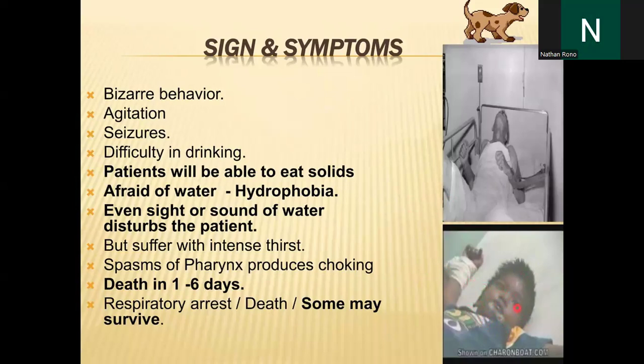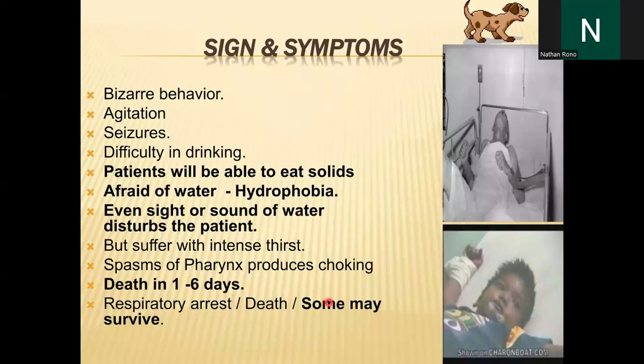Then when this happens, they can get sensations of asphyxia. Asphyxia is basically choking. So you will see that they have hydrophobia, the fear of water, but they suffer with intense thirst. Spasms of the pharynx produce choking. Death can occur in 1 to 6 days. Respiratory arrest, death, some may survive.